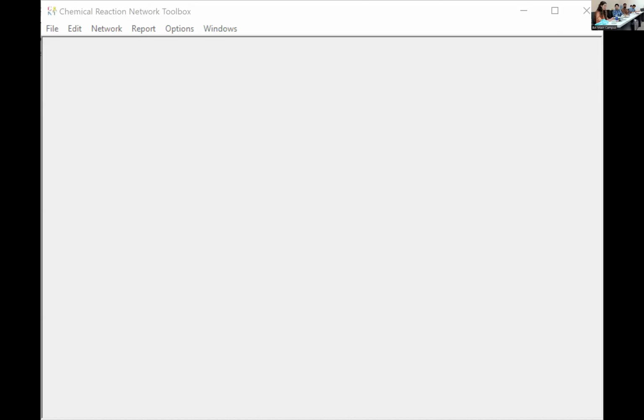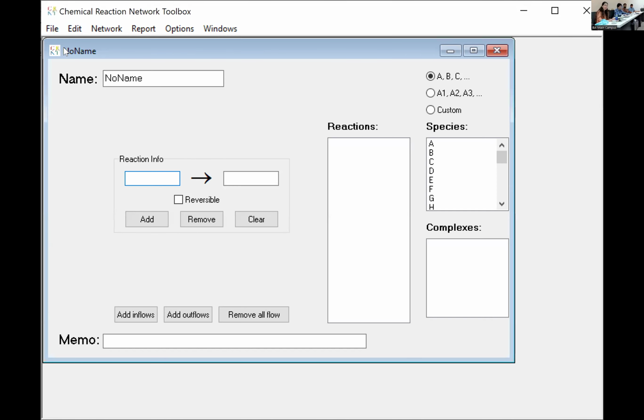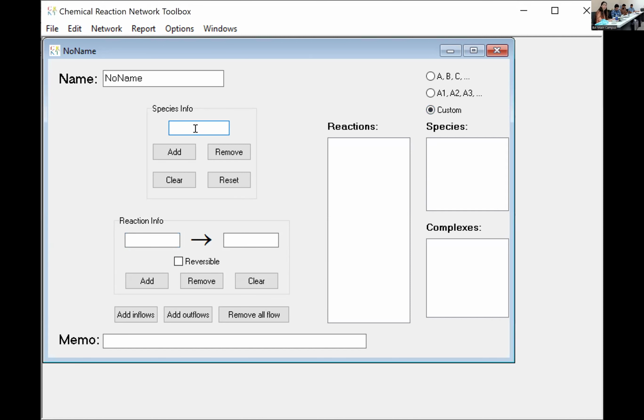So let's see if I can show you. I hope it works. Otherwise, I'll share the whole. So this is the tool, and here you can create networks. So you can give names to the species. And here, yeah, if somebody wants to download the tool in the meantime, feel free to do so. I will just create a few networks.